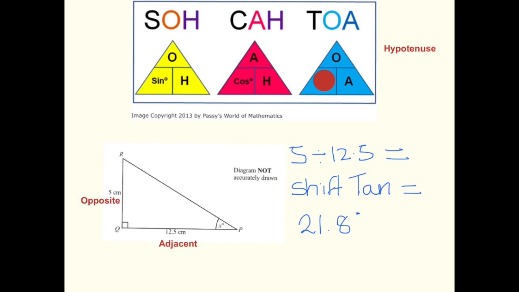Just remember, when you're finding a side, you're just using the normal sine, cosine, or tan buttons. If you're finding an angle, remember to use the shift function here. And it will be the same if you are finding angles in a cos triangle or sine triangle. Okay, I hope that helps.